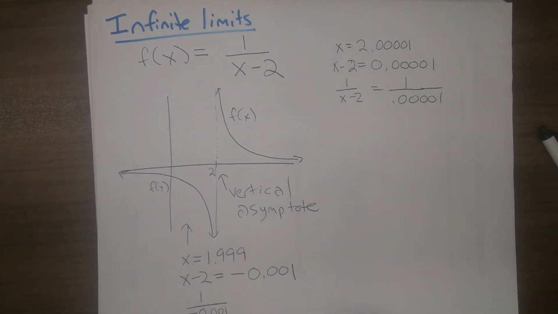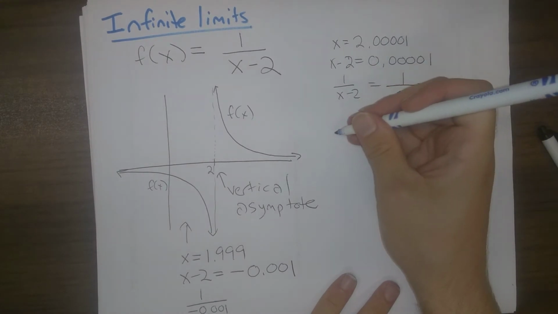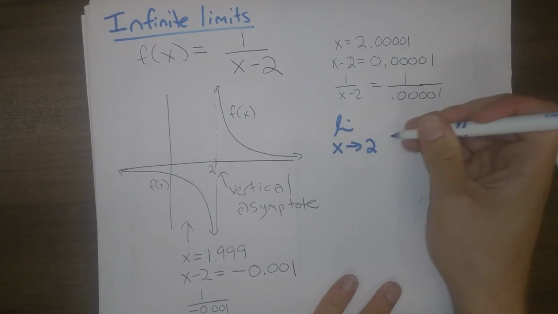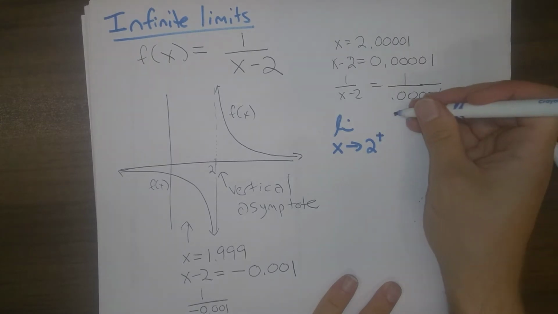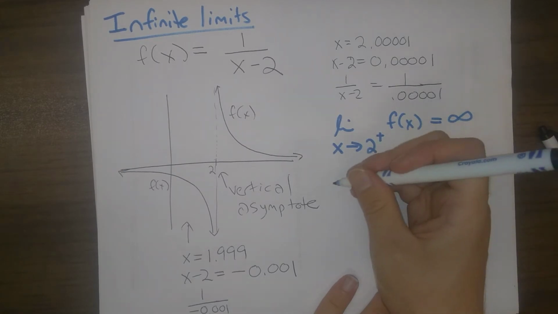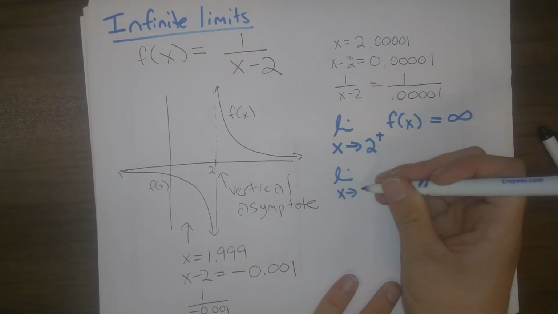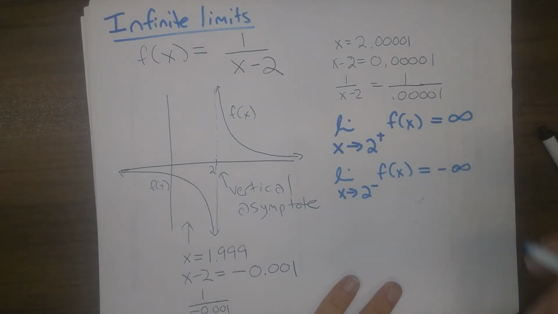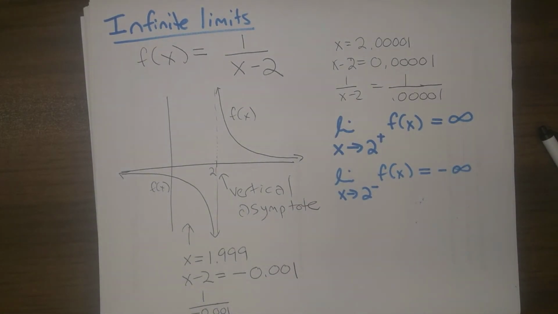Notationally, to describe the situation, we're going to say that the limit as x goes to 2 from the right of f of x is equal to infinity. And the limit as x goes to 2 from the left of f of x is equal to minus infinity. And so this is notation that allows us to capture what's going on.